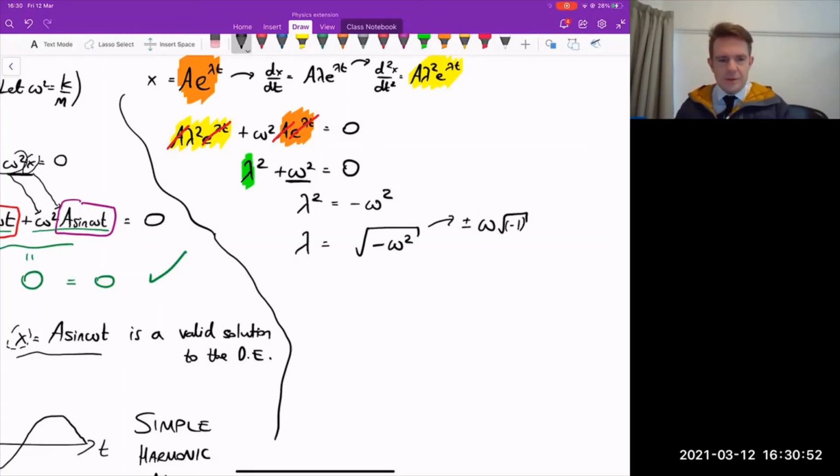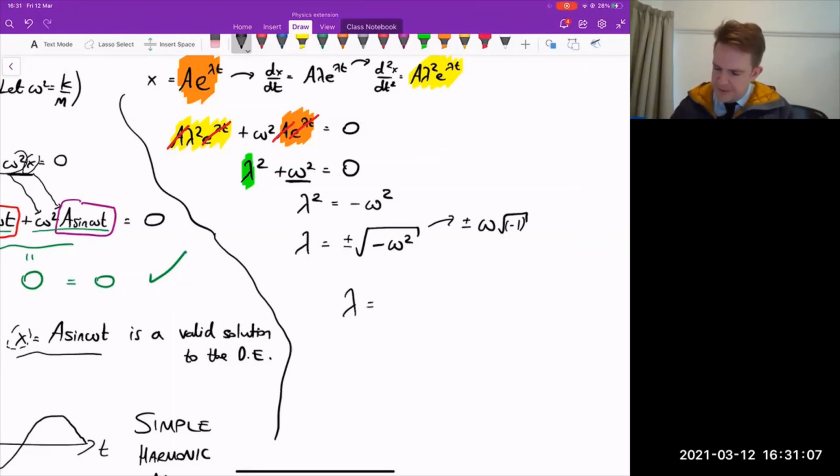Now, you might have read about this yourself, and your maths teachers might have mentioned it, but the square root of minus 1 is an imaginary number, and we give it a symbol. It's given the symbol i.